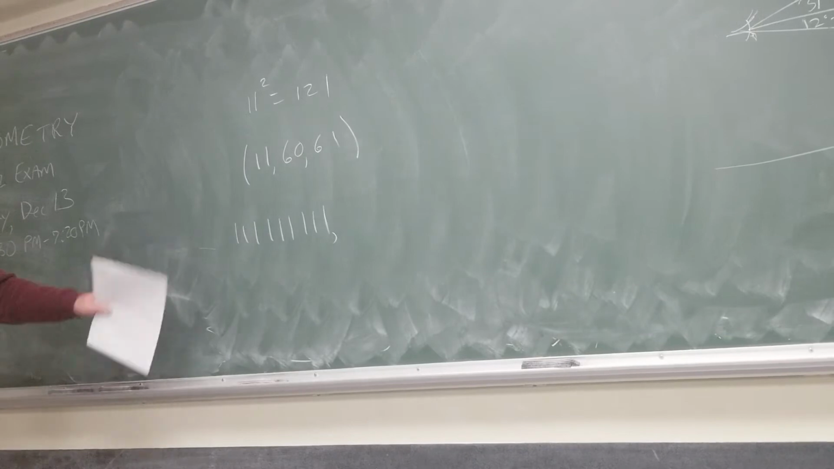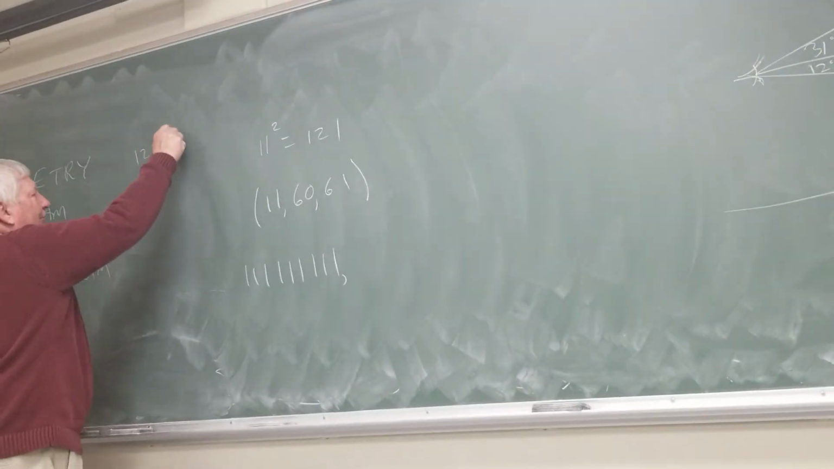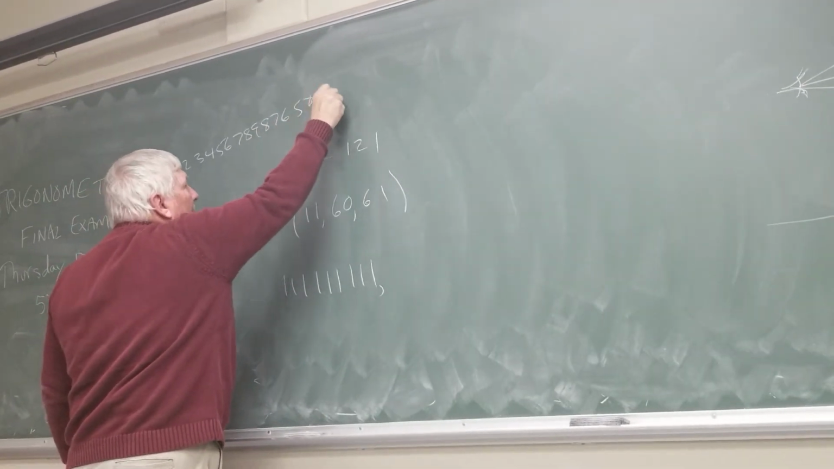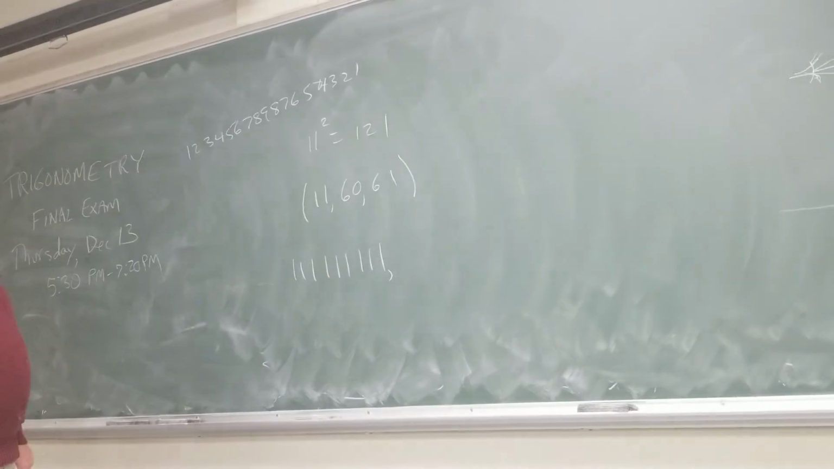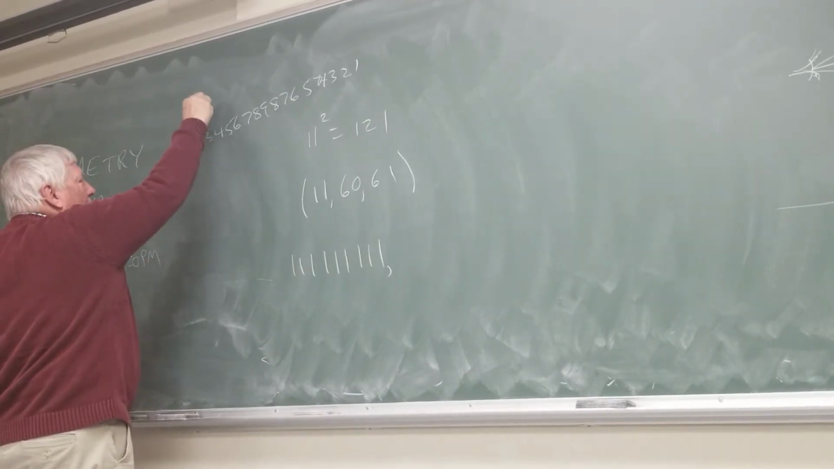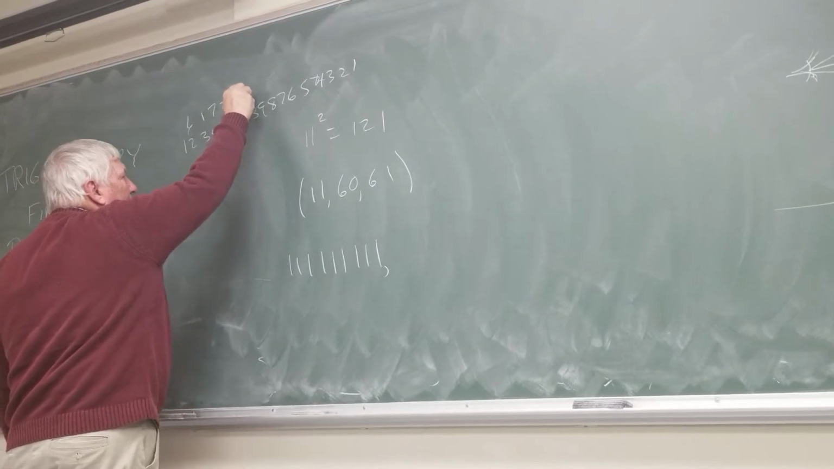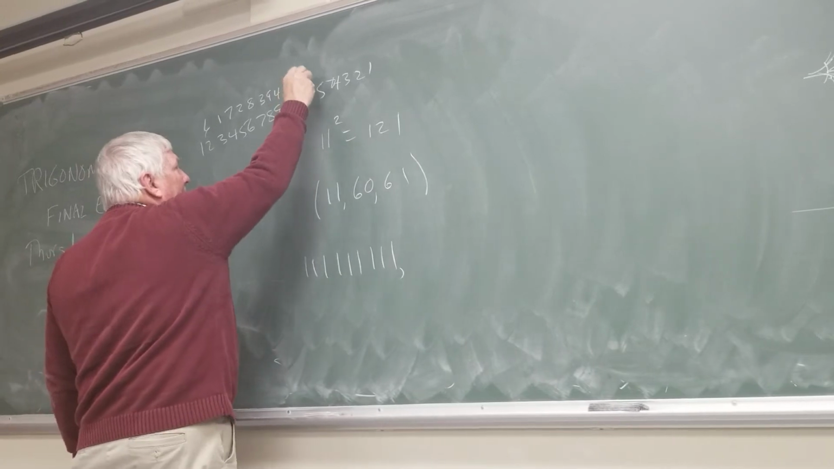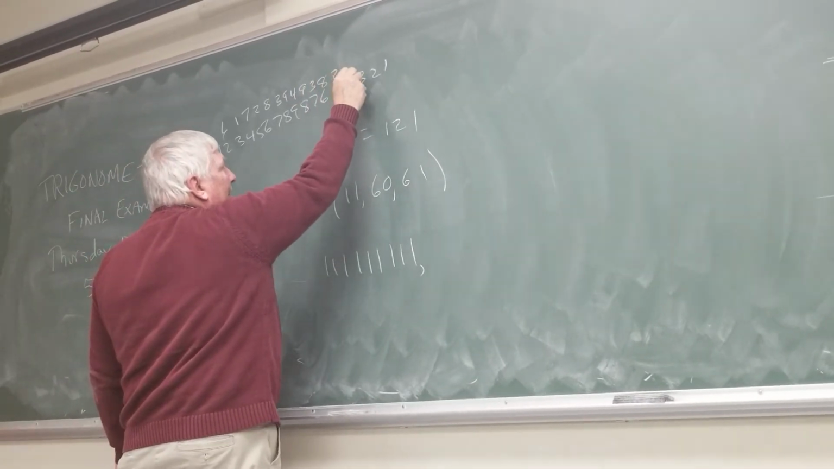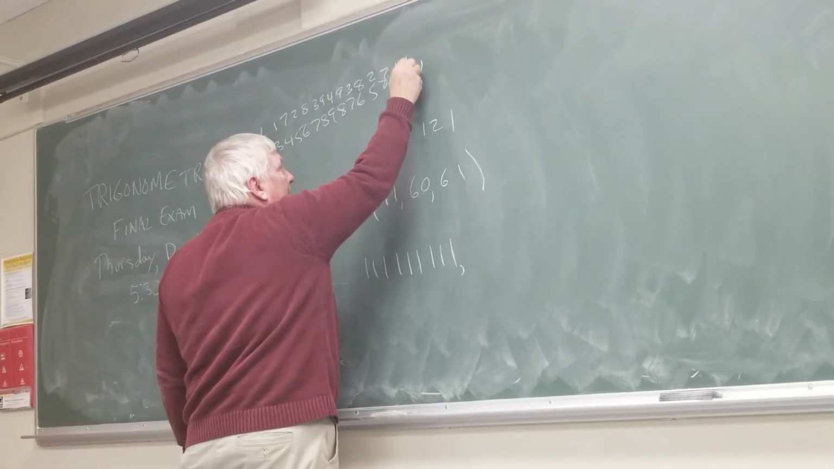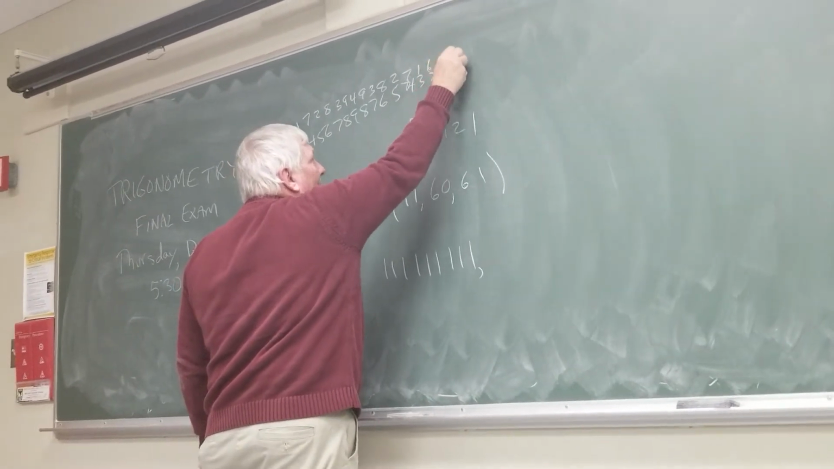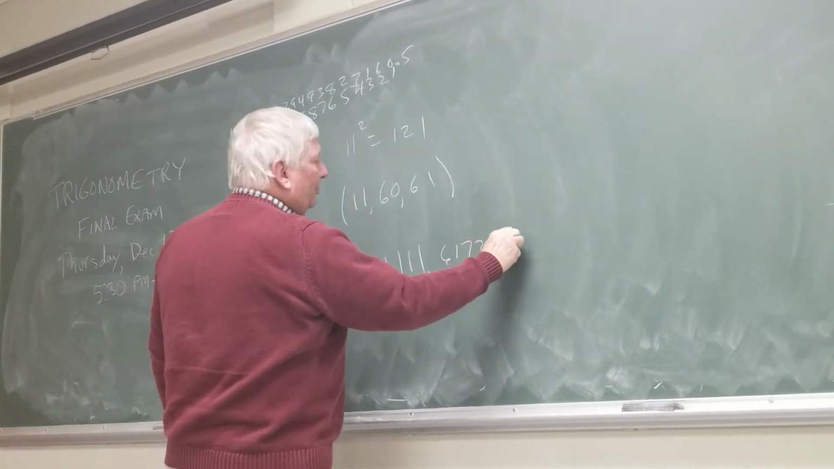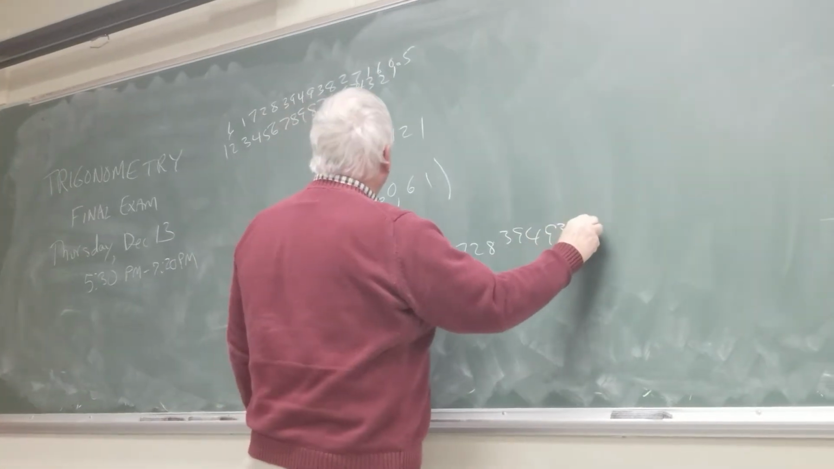That's funny. This square is 1, 2, 3, 4, 5, 6, 7, 8, 9, 8, 7, 6, 5, 4, 3, 2, 1. So half is 60.5. So the other two numbers are 60 and 61.